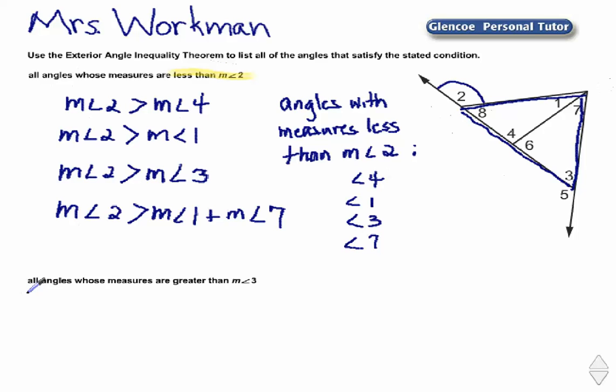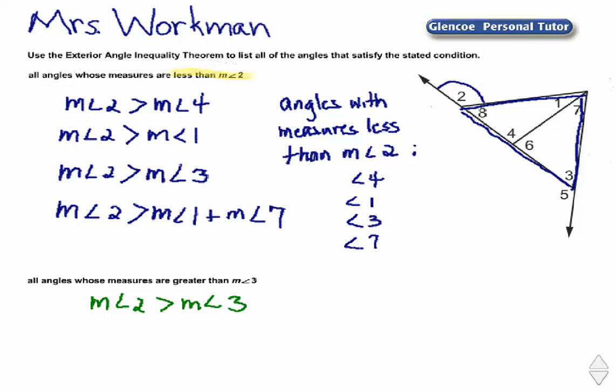Now we want to know all angles whose measures are greater than the measure of angle 3. Well, I'm going to leave the diagram that's already up here first. Notice that angle 3 is part of this larger triangle, and angle 3 is a remote interior angle for exterior angle 2. So by the theorem we've been quoting this entire problem, we know that the measure of angle 2 is greater than the measure of angle 3.